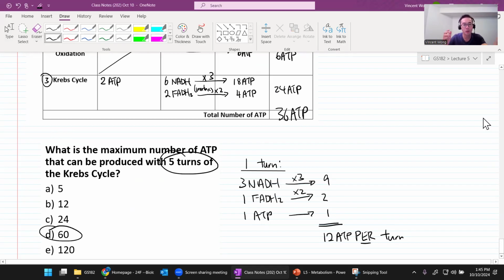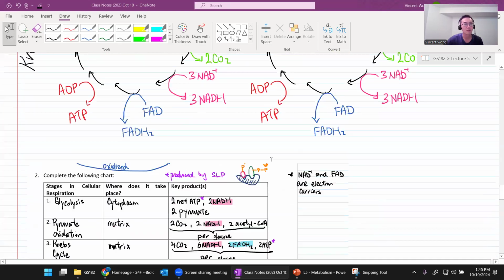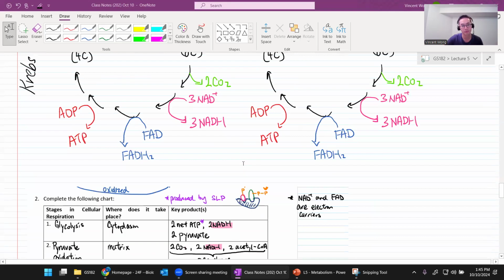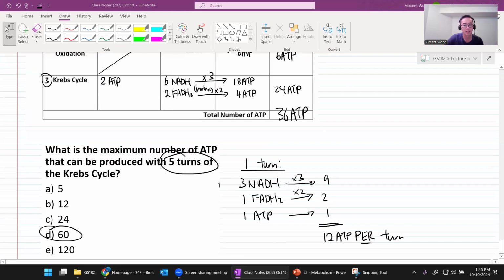I know why everybody chose 120, because you are thinking about per glucose. Each glucose will turn twice, but this is not talking about 5 glucoses, right? It's talking about 5 turns of the Krebs cycle. Does that make sense? Do you understand why there's a difference? Five turns is like doing this 5 times, not twice. That would be like 10 times, right? You know what I mean? So watch out for that on the test when you're doing it.